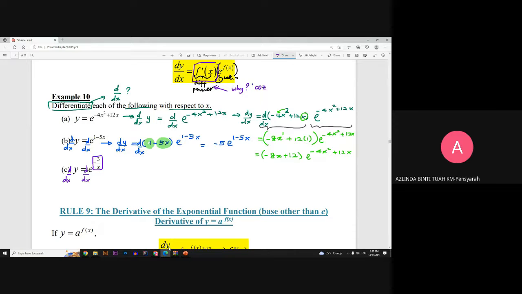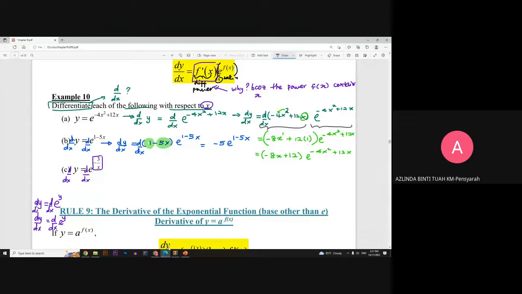Why we have to differentiate power? Because the power is a function that contains X. Kan dia punya arahan with respect to X. Sebab power dia ada X, kalaulah Y dia begini, Y equals to E the power of Y. Lepas tu soalan suruh differentiate respect to X, jawapan dia dy per dx equal to d per dx of E Y. Okay, nothing changes.